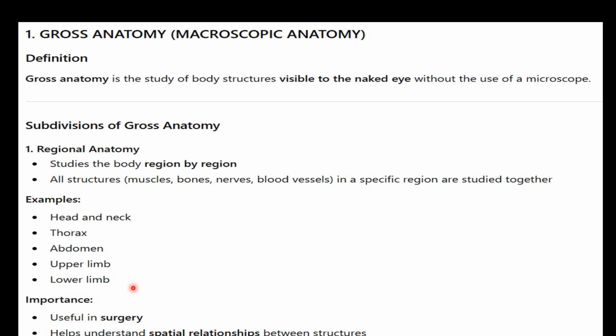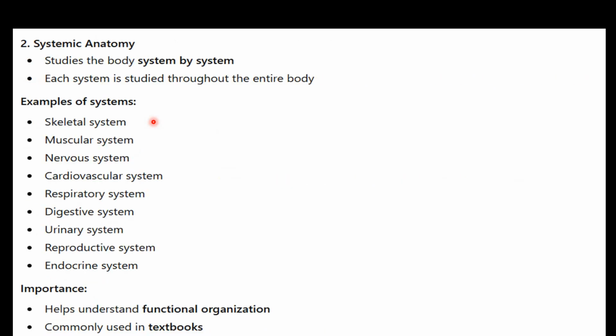So these are all commonly used examples that will help us understand regional anatomy. Okay, now let's talk about the importance also. What is the importance of studying this? You can see it is useful in surgery and it helps us understand the spatial relationship between structures. So if you want to understand structure, you should know the basics of regional anatomy. Clear? Fine. Now let's move ahead, and the next thing is systemic anatomy.